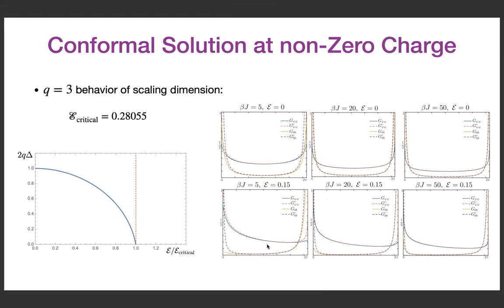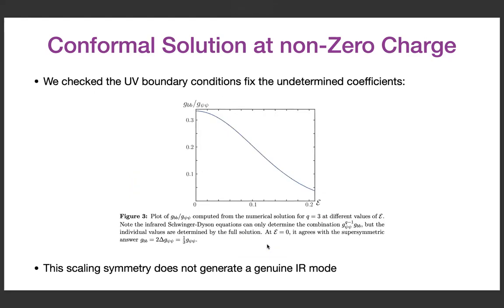So here we see that we can check that all the solutions make sense. There are actual solutions of the mean field equations. Moreover, we also check that the UV behavior fixes this undetermined coefficient. I said that this ratio of coefficients is not fixed by the conformal solution. But once you solve the equation exactly, then the UV determines some value for them. And this is the concrete curve that we get of how it behaves with epsilon, with E, sorry.